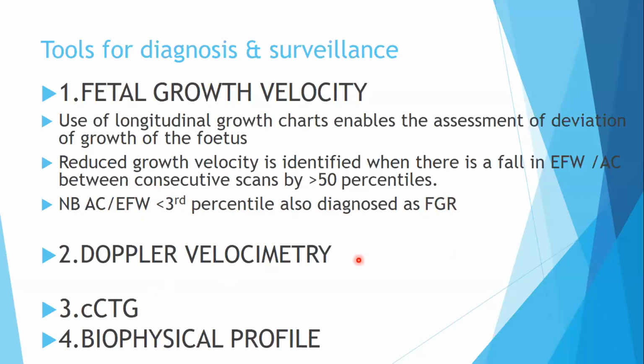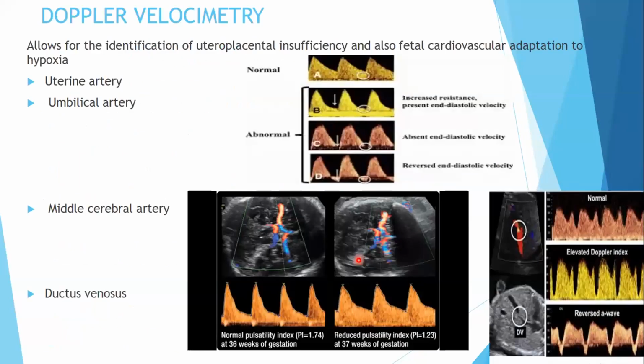Now, there's also Doppler velocimetry in terms of diagnosis and surveillance. With Doppler velocimetry, this allows us to interrogate different blood vessels, firstly in the mother and also in the baby. In the mother, we will interrogate the uterine arteries and the umbilical artery Dopplers, which will identify a uteroplacental insufficiency. And also, we can do the middle cerebral artery and the ductus venosus. Now, these show the fetal cardiovascular adaptation to the hypoxia that they are undergoing. These Dopplers can be used for diagnosis and also for surveillance.